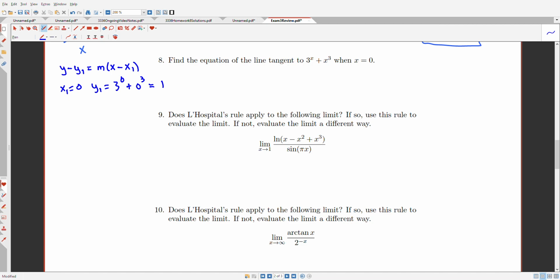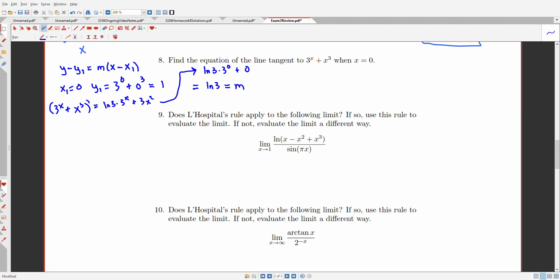So now we just need the slope. And to get the slope, we're going to have to take a derivative, of course. So the derivative is, let's see, 3 to the x plus x cubed differentiated is natural log 3 times 3 to the x plus 3x squared. And now, when I plug in x equals 0, I get the natural log of 3 times 3 to the 0 plus 3 times 0, which is 0. So my slope is just the natural log of 3 times 1. So that's m.